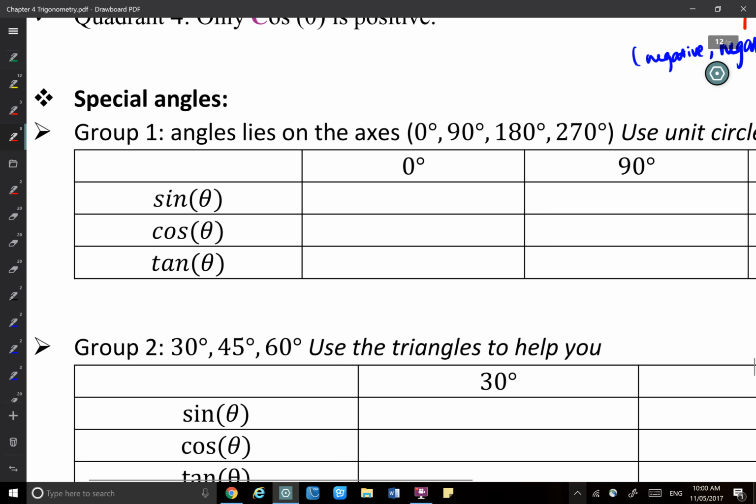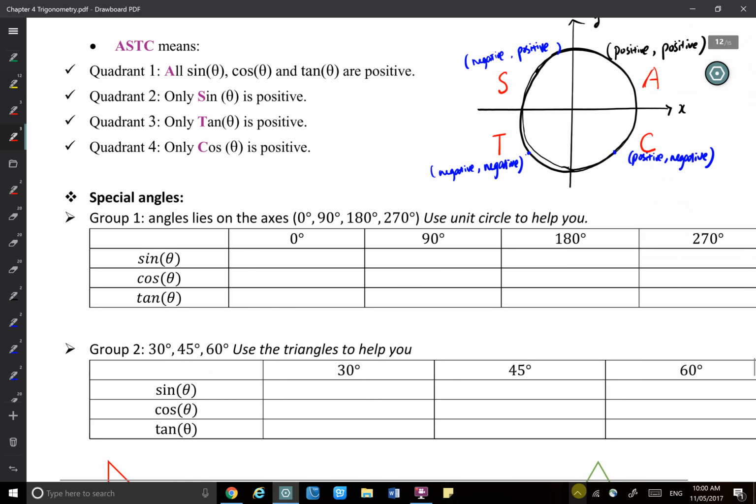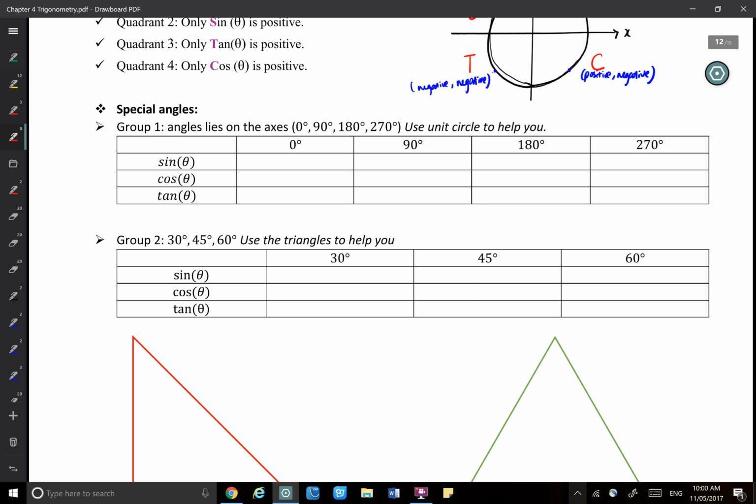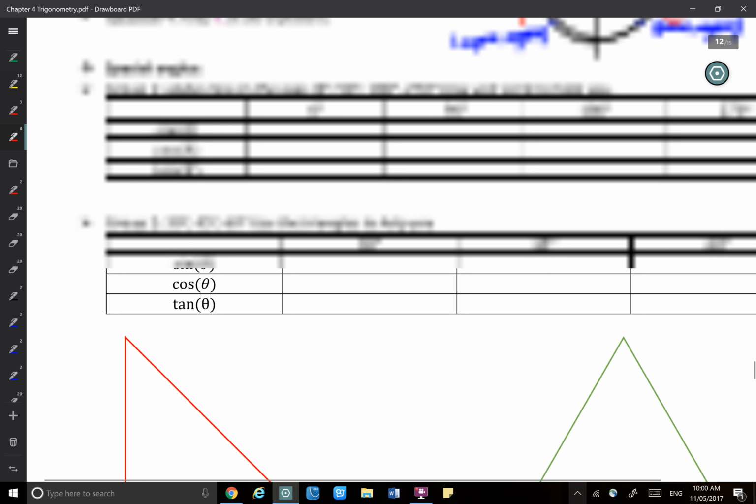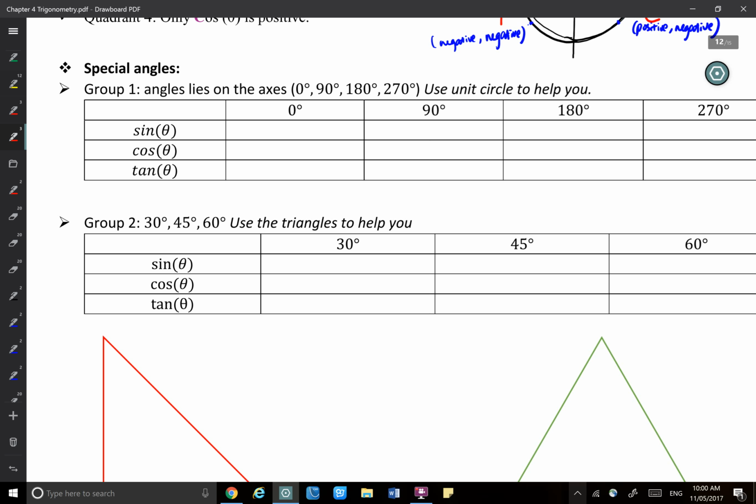Okay, and then the next thing we talk about is special angles. What are special angles? There are 2 types of special angles. Group 1 special angles are the angles that lie on the x-axis and y-axis. For example, 0 degrees, 90 degrees, 180 degrees, 270, 360, or negative 90, negative 180. So it's a multiple of 90 degrees.